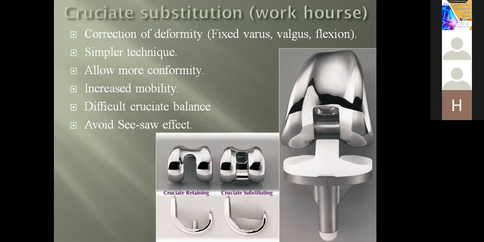Cruciate substituting is our workhorse. This is the design that we are doing every day. It allows correction of severe deformity with fixed varus or valgus or flexion. It's a simpler technique, allows more conformity and increased mobility. It is indicated in different cases of posterior cruciate balancing and avoids the seesaw effect seen in the posterior cruciate retaining designs. There are two types of substituting the PCL mechanism, whether the cam and post theory or the increased dishing theory.